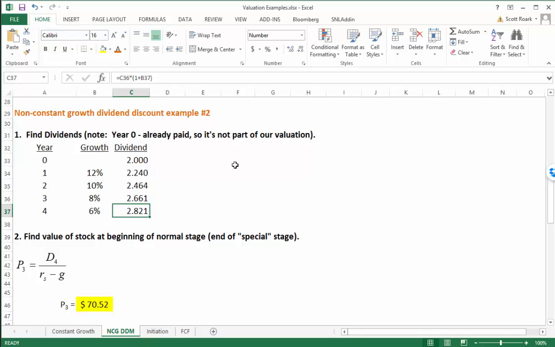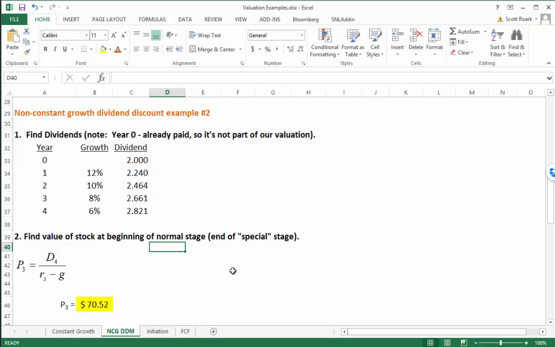And then by 6% in the fourth year. So we've got our dividends all lined up. And by the way, this fourth dividend is the very first dividend of our normal stage. All right, so we can move on to step 2 here and find the value of the stock at the beginning of the normal stage or the end of the special stage.